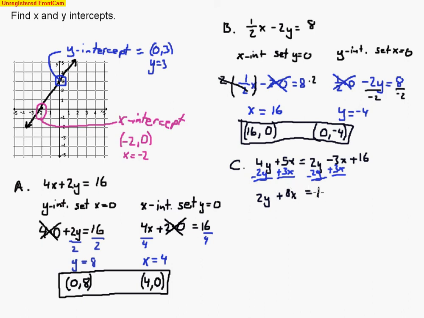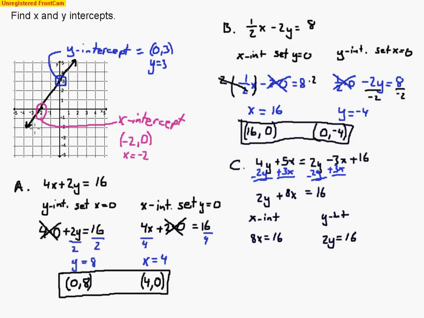equals 16. So when I find this x-intercept, I'm setting y equal to 0, so I'm going to cancel out this term. So all I'm going to write down is 8x equals 16. On the other side, I want to find that y-intercept. And so I know I'm going to set x equal to 0, so I don't even need to write that 8x term. It's just 2y equals 16.